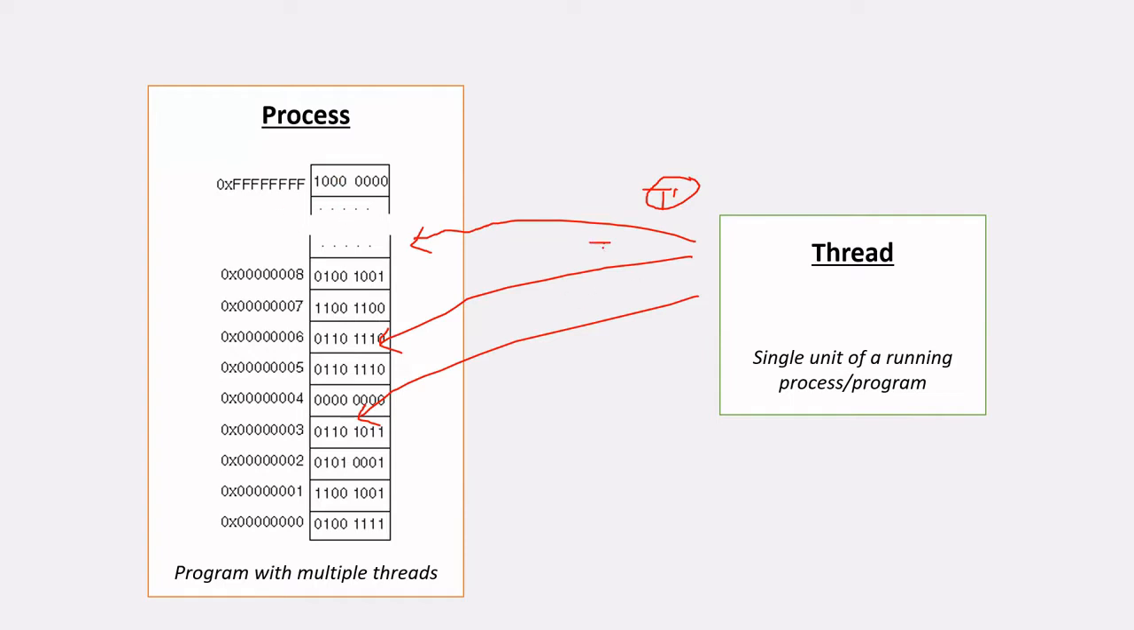And there's another thread called T2. It is also accessing the same memory space. T3 is also accessing the same memory space and the resources of process 1. So the process is like the big boundary. So threads fall inside this particular process. So that's the difference between a process and a thread.